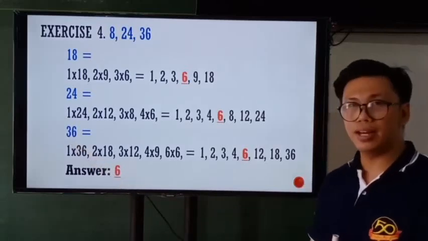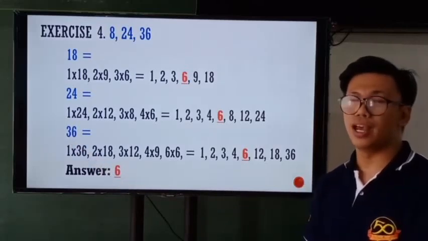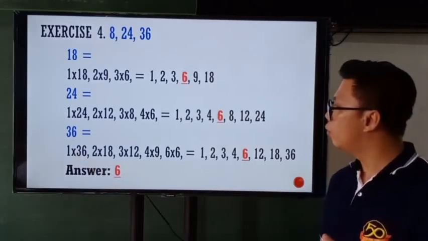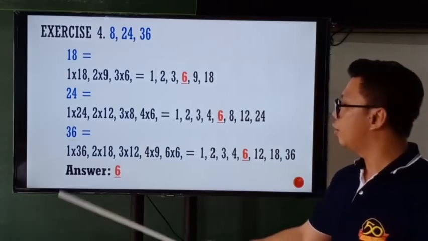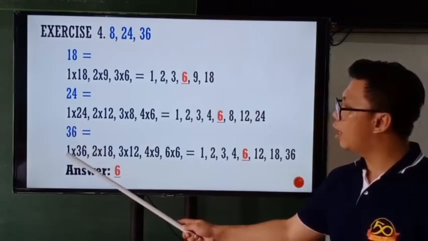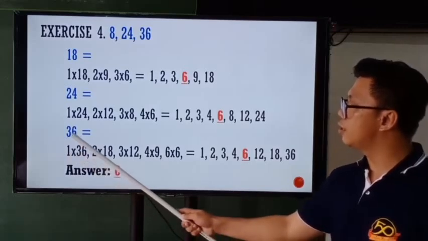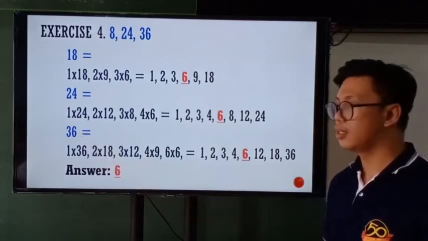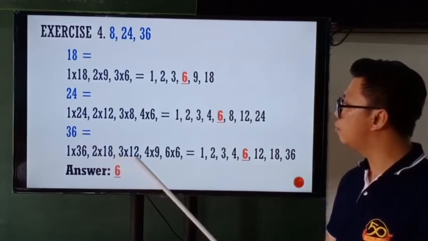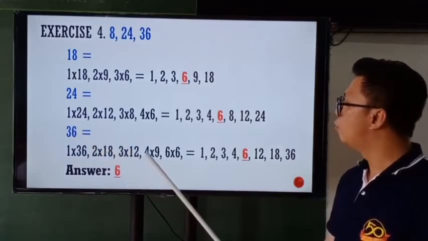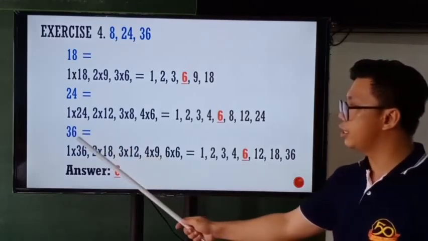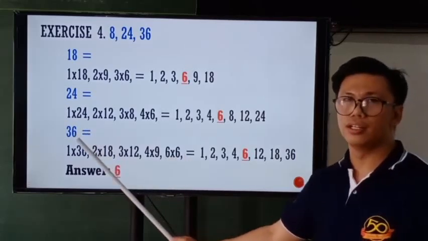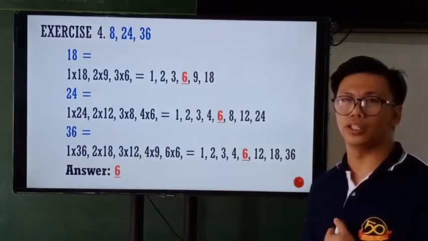36. So again, what is the first method? Very good. We will find first the factor. So let's start. What is the factor of 36? So the factor of 36 is 1 times 36 is 36. 2 times 18 is 36. 3 times 12 is 36. 4 times 9 is 36. And 6 times 6 is 36. So that is the factor of 36.